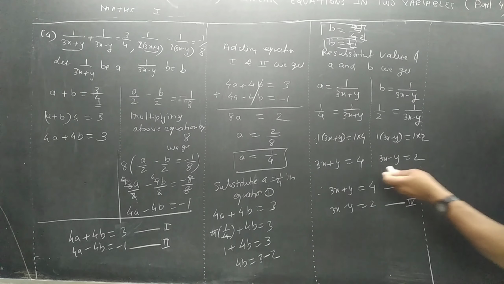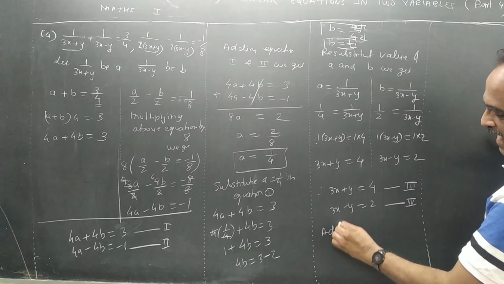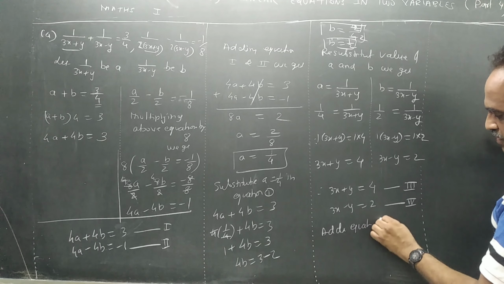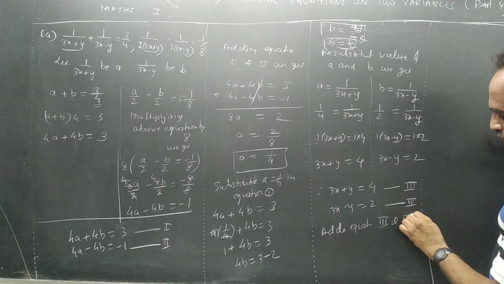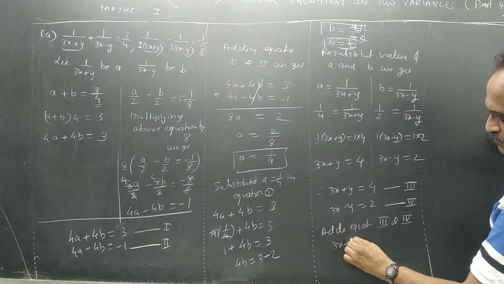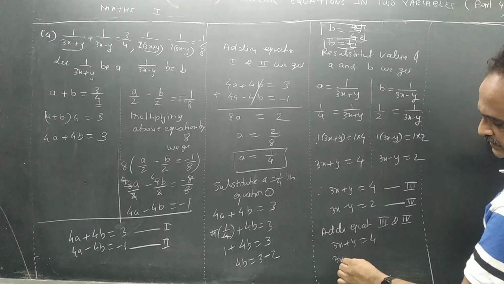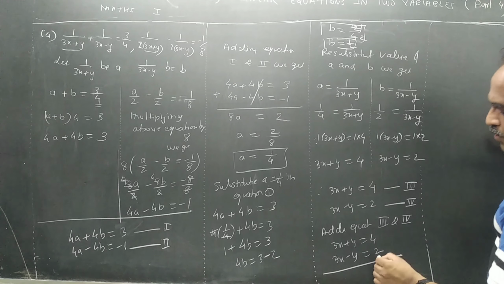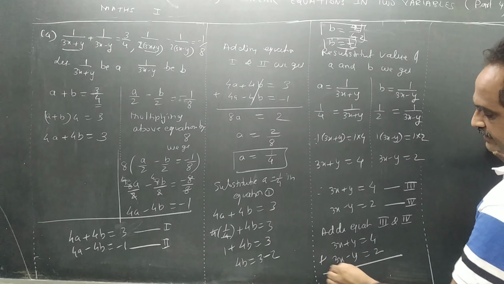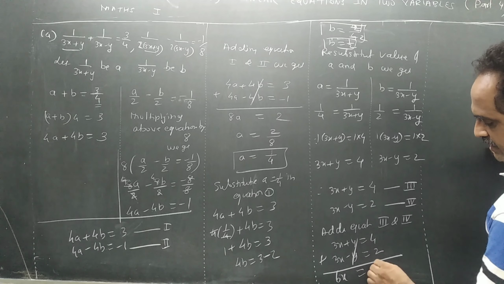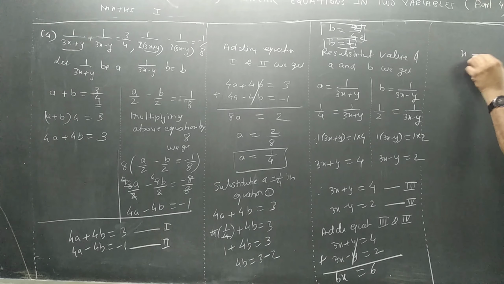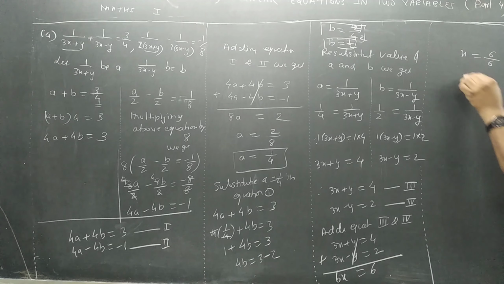Again, we have to solve these equations. So what will I do? Adding equations 3 and 4: 3x plus y is equal to 4 and 3x minus y is equal to 2. When I add, this becomes 6x is equal to 6. So x is equal to 6 upon 6, x is equal to 1.